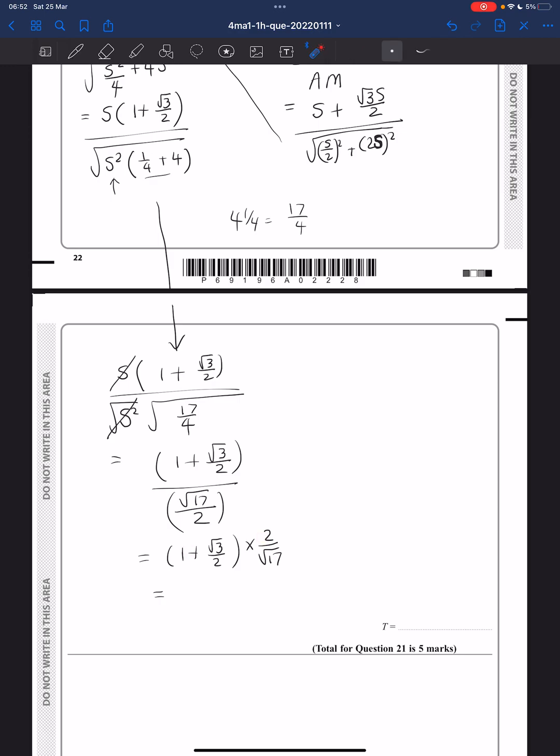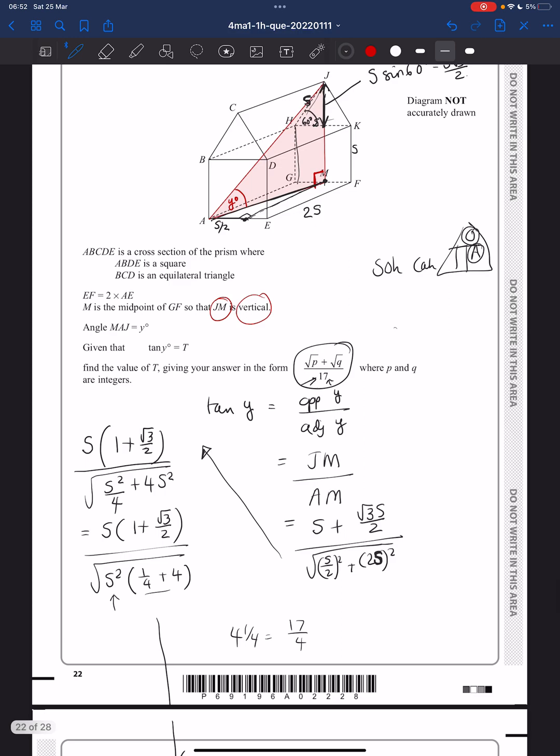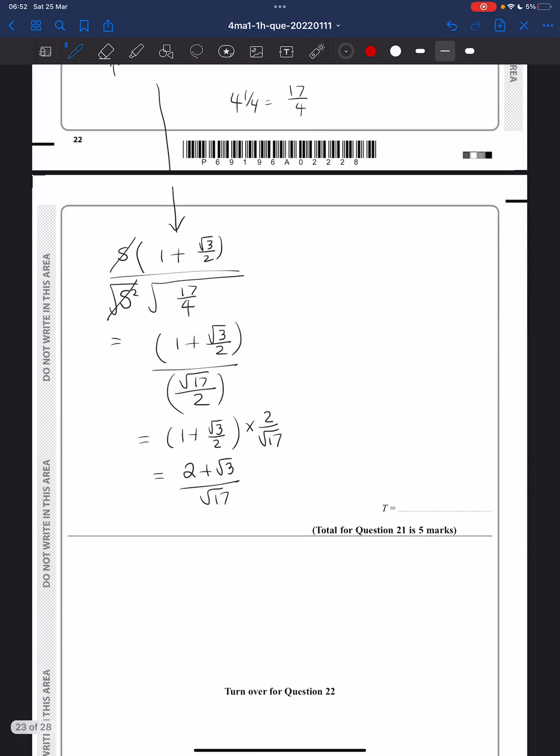Let's multiply this through by 2. I wanted a 17 in the denominator. So it's 2 plus root 3 over root 17. 1 times 2 over root 17 is there. Root 3 over 2 times 2 over root 17 is there. Turn upside down and multiply. Now, we still need a 17 in the denominator. So what we can do there, we can multiply top and bottom by root 17. Right, so t is 2 root 17 plus root 51.